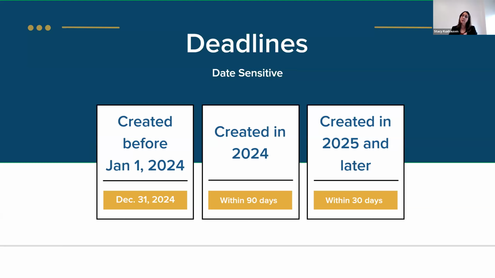So again, if you were created before 2024, you have to report the initial filing no later than December 31st. If you were filed or created anytime in 2024, you have 90 days to report. And any entity from January 1st of 2025 on, you have to report within 30 days.